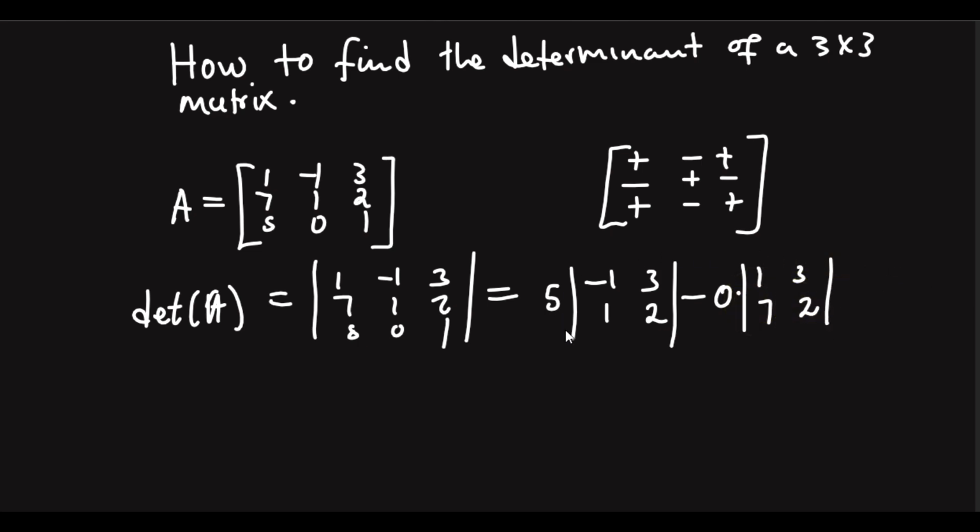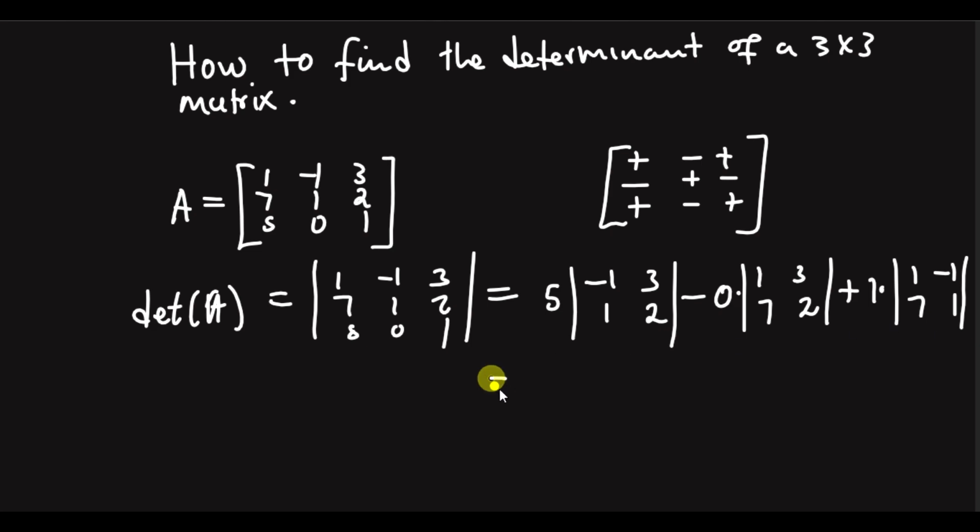And then here, what sign am I going to have? Here on the checkerboard is positive, so I'm going to have plus. Now I'm going to block this column and this row, so I'm going to have 1 multiplied by 1, negative 1, 7, and 1.